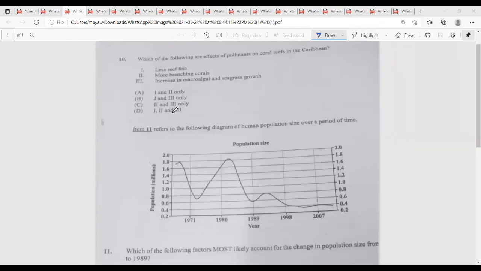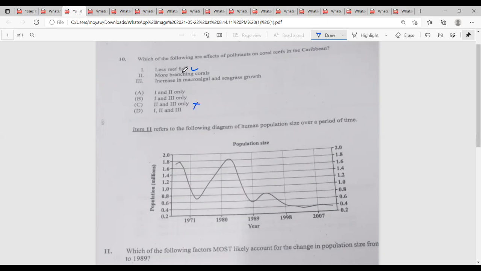Question 10. Which of the following are effects of pollutants on coral reefs in the Caribbean? So 1, less reef fish. 2, more branching corals. 3, increase in microalgae and seagrass growth. So we're trying to find out which of the following are going to be an effect of the coral reef being polluted. So let us see, less reef fish, that is true. So 1 is definitely in there, so we know that C is out of it.